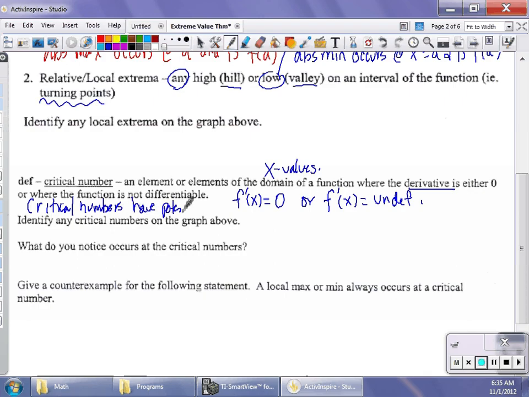So in and of themselves, they're not hugely important. We're going to determine if a critical number becomes something else. So for now, just remember, critical numbers have potential. Identify any critical numbers on the graph above.